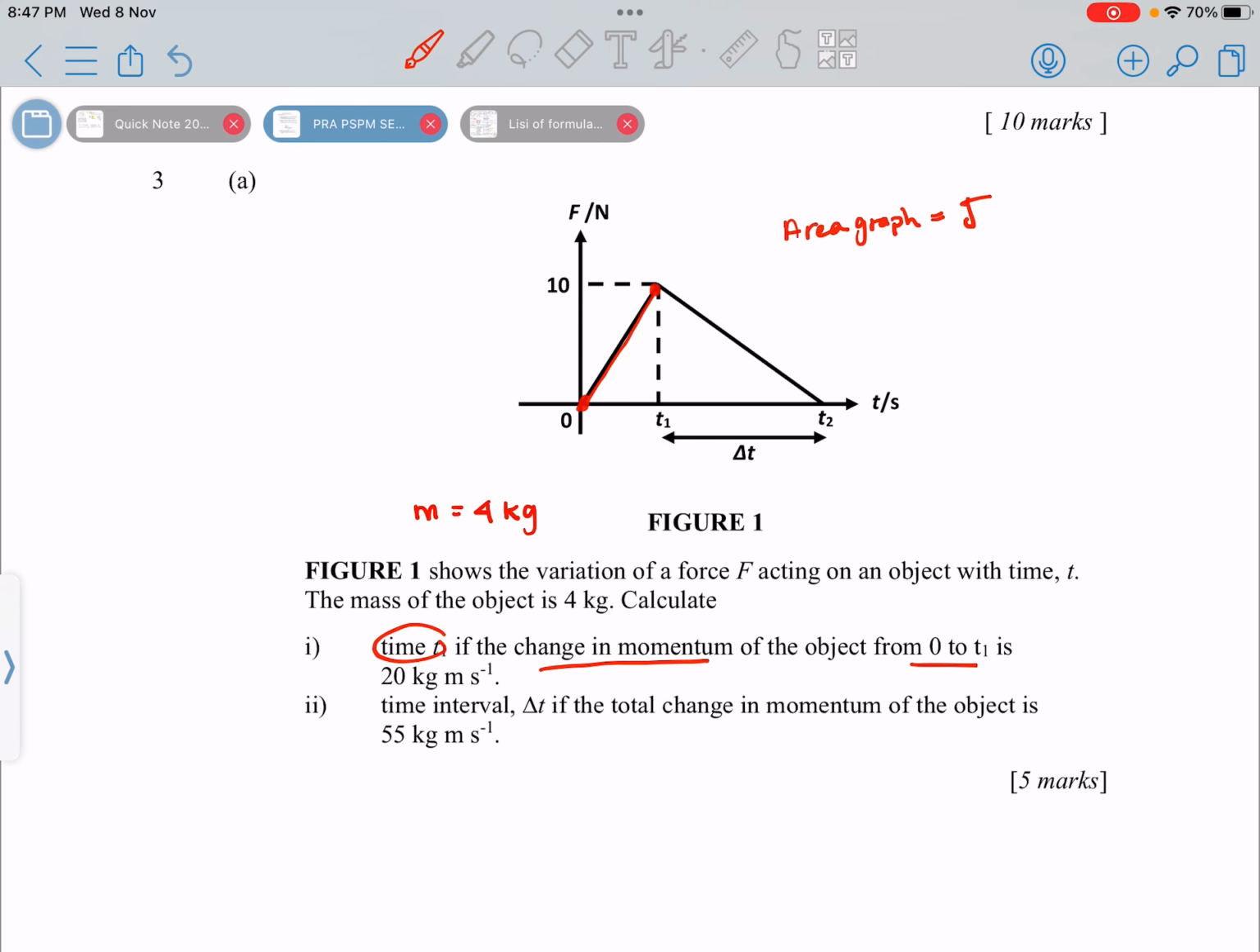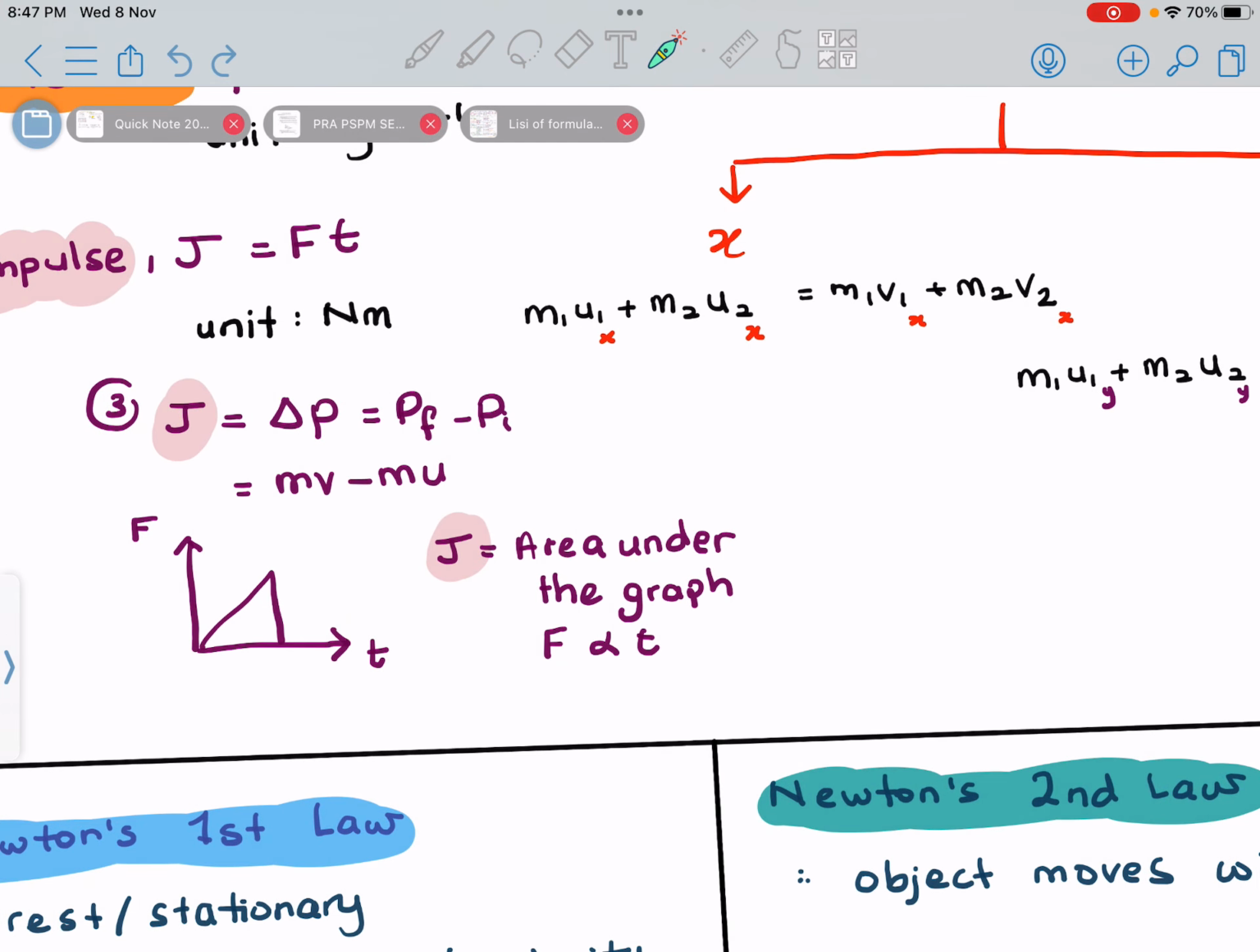Okay. So from the note, we also know that J is change in momentum. So maksudnya, change in momentum is 20 kg m s^-1 is also impulse lah. Okay. So kita tahu area under the graph maksudnya sama dengan J. 1/2 darab dengan T1 darab dengan 10 lah, which is sama dengan impulse kita iaitu 20 kan. So this one, I think your T1 you will get 4 second.